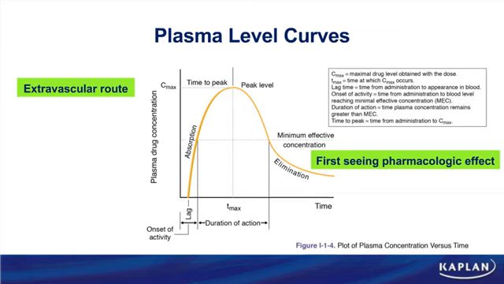How about we make it simple? Duration of action is the amount of time that the drug is above the MEC, from where I first cross it in the process of absorption to when I cross that number again during the process of elimination. That's the duration of action. Now think about this. Are there ways to manipulate the shape of this curve?